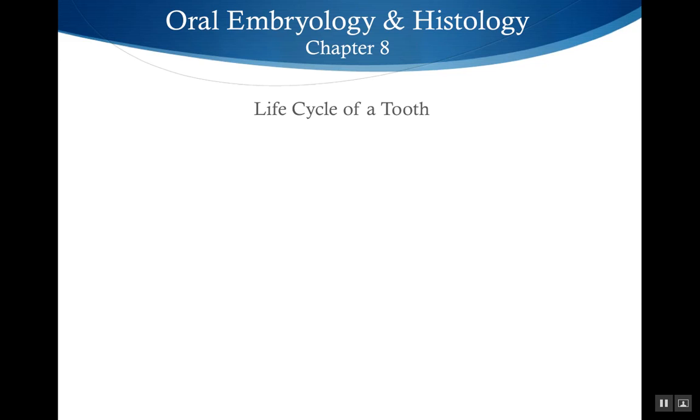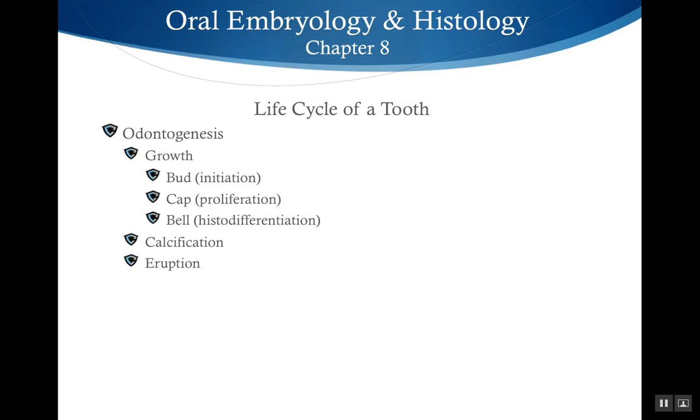All right, so let's talk about the life cycle of a tooth. The process of tooth formation is called odontogenesis, and it's divided into 3 primary periods. We have growth, calcification, and eruption. Now, the growth period is divided into 3 stages: the bud, cap, and bell stage. The bud stage is also known as initiation, and this is where the formation of the tooth begins.